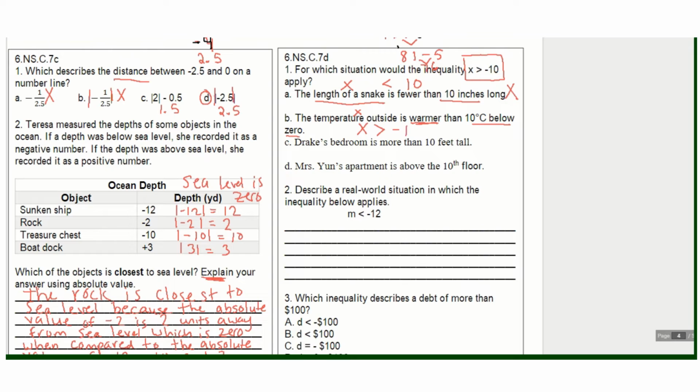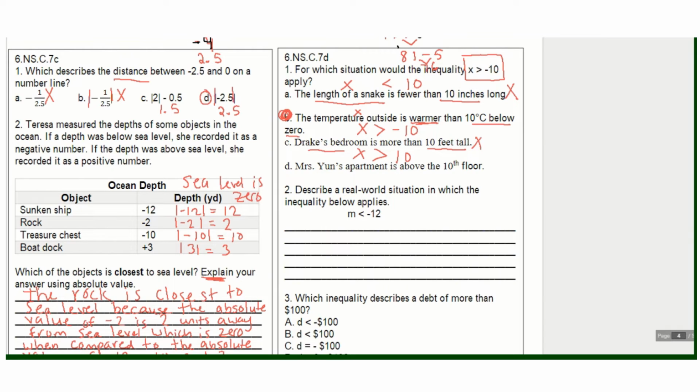So that would be -10, and that's actually the one that we're looking for. What does the C represent? What is the inequality for C? It says Drake's bedroom is more than 10 feet tall. So in this case, what is the unknown, the variable? X. X is going to represent Drake's bedroom, and it must be more than, which means X is greater than, his bedroom must be greater than, and then the number to represent 10 feet tall is +10. So because there is no negative sign in front of the 10, we will not pick this one.